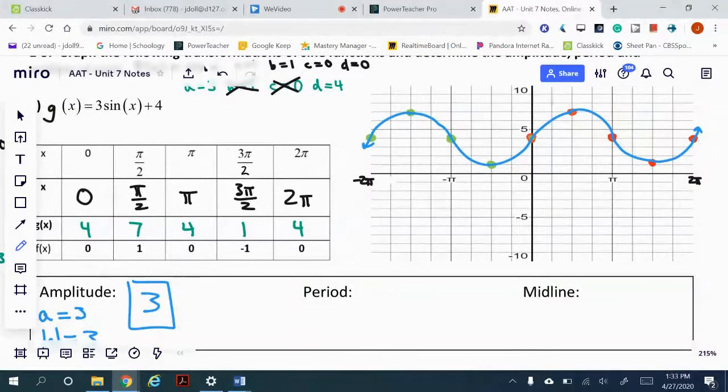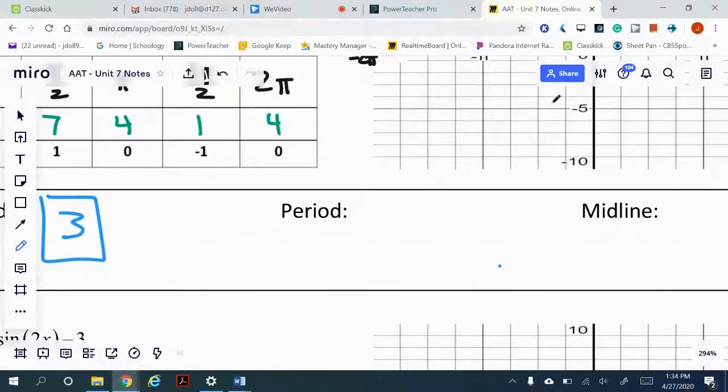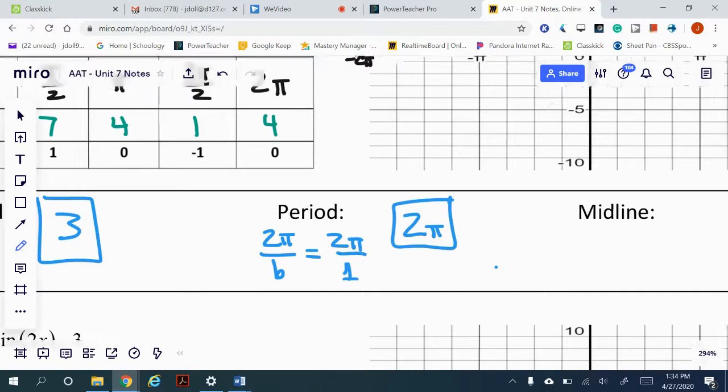Period. Let's talk about our period here. So how long does this take to repeat? Well, we could look at the graph, or we also know our period, guys, is 2 pi over b. Well, our b value was 1, right? So that's 2 pi over 1, which means our value is just 2 pi.